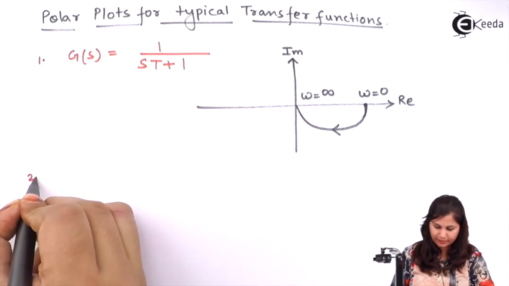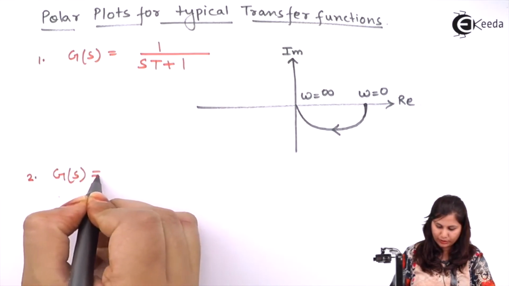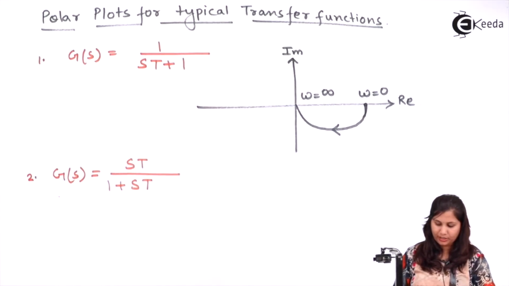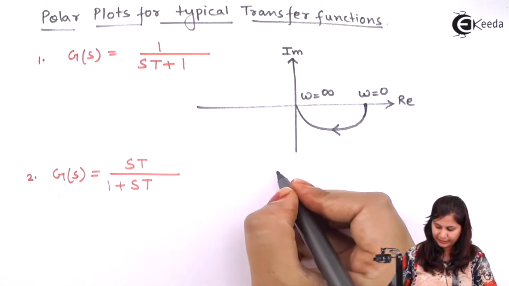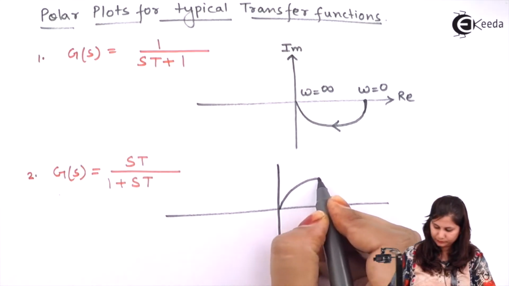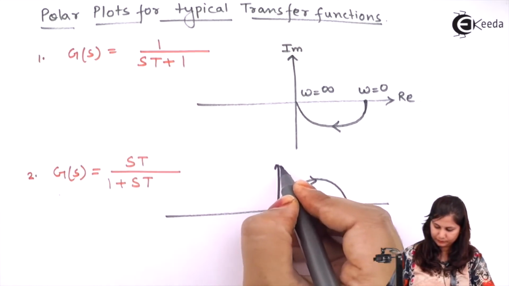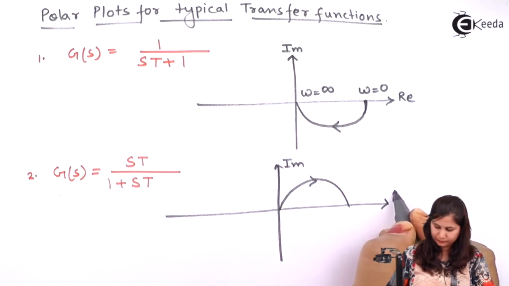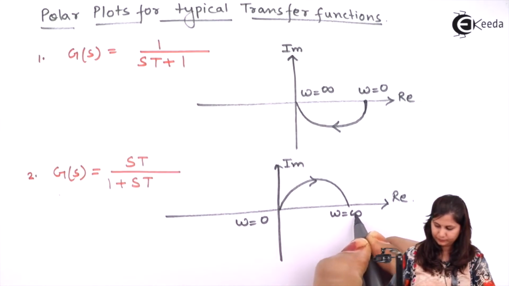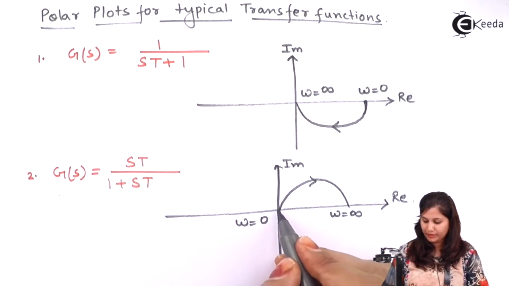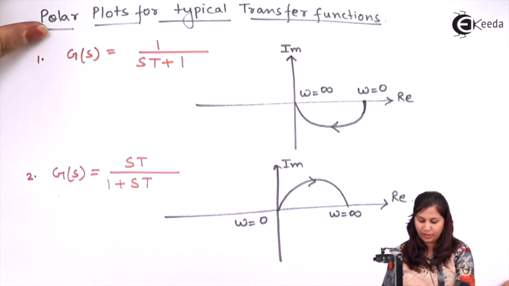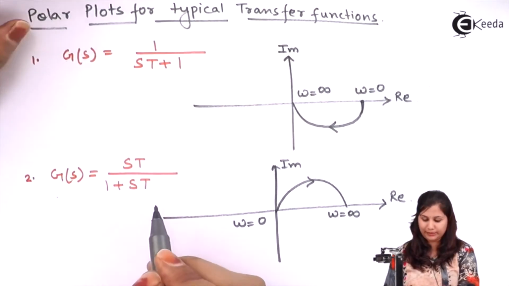Second form is when the transfer function given to you is in the form st upon 1 plus st. Then the polar plot will be like this. It will be omega equals 0 and it will go towards omega equals infinity when the transfer function is in the form st upon 1 plus st.